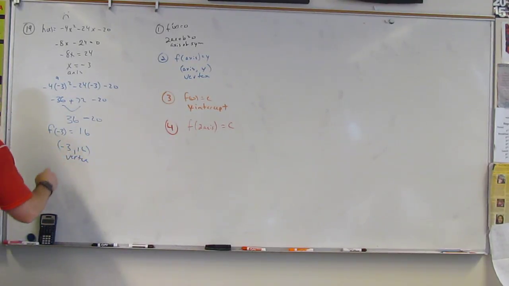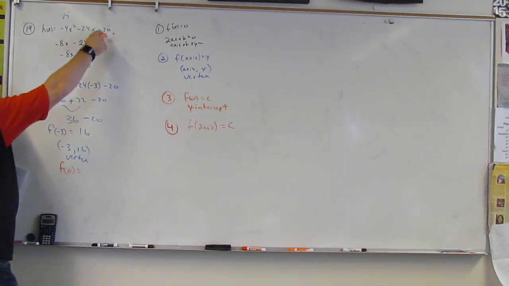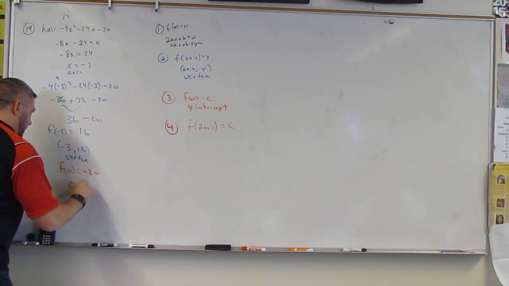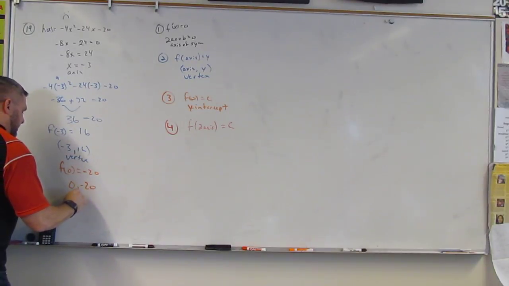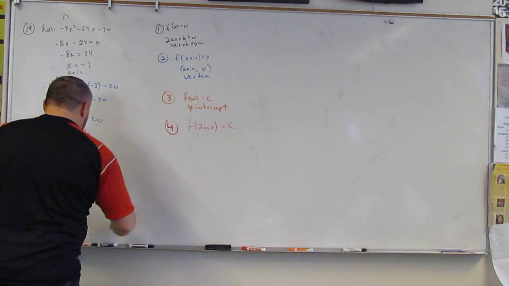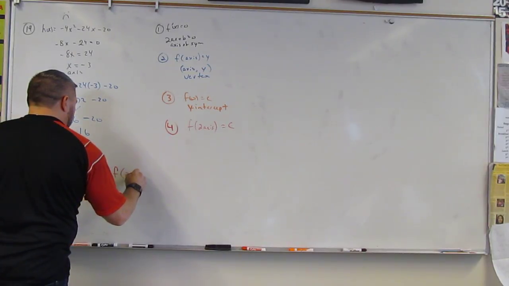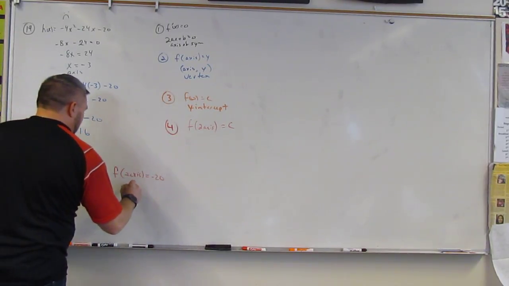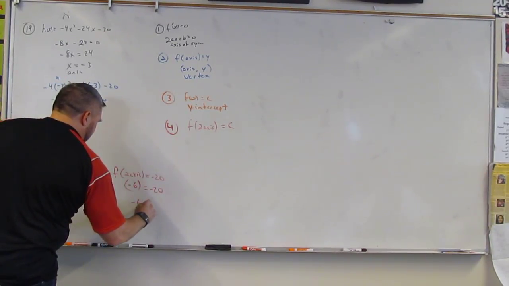We know the y-intercept. f of 0 is equal to what? Come on, people. What is it? C, which is negative 20. So 0 and negative 20 is your y-intercept. Okay? So then we want to figure out, what is f of 2 times the axis equal to negative 20? So that would be 2 times negative 3, which would be negative 6, right? So that would be negative 6 and negative 20.